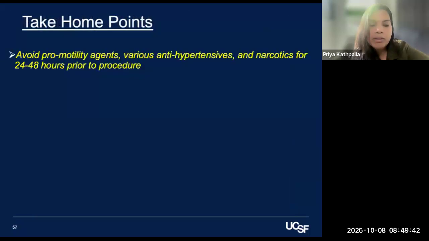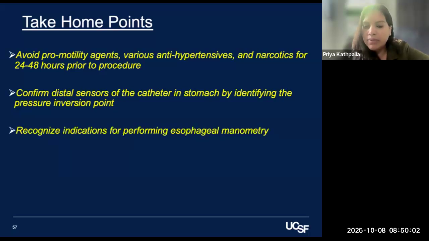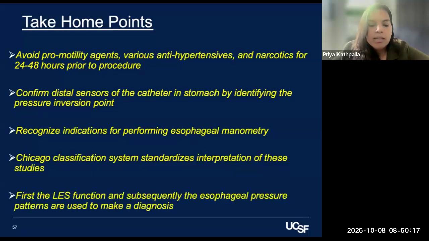So just some take-home points from our talk today. Remember to tell your patients to avoid promotility agents, various antihypertensives, and narcotics prior to the procedure. Confirm the distal sensors of the catheter are in the stomach by identifying that pressure inversion point. Recognize various indications for performing esophageal manometry, first and foremost patients who have dysphagia and negative endoscopic evaluation. The Chicago classification system standardizes interpretation of these studies. First, the LES function and subsequently the esophageal pressure patterns are used to make a diagnosis.